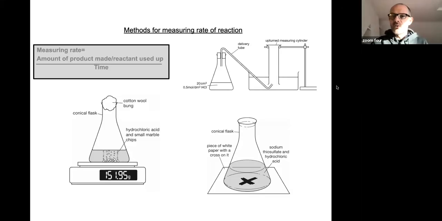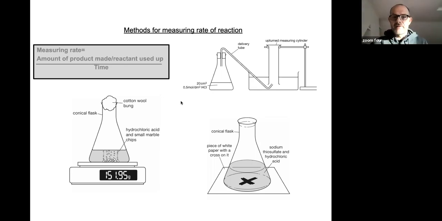Before we talk about our rates of reaction, we have to look at the different methods for measuring it. Now, the rate of a reaction means one of 2 things, and they both essentially amount to the same thing. Measuring rate is the same as measuring the amount of product made per second or per minute, or the amount of reactant used per minute or per second. So that's the rate, how quickly the products are made, or how quickly the reactants are used up.